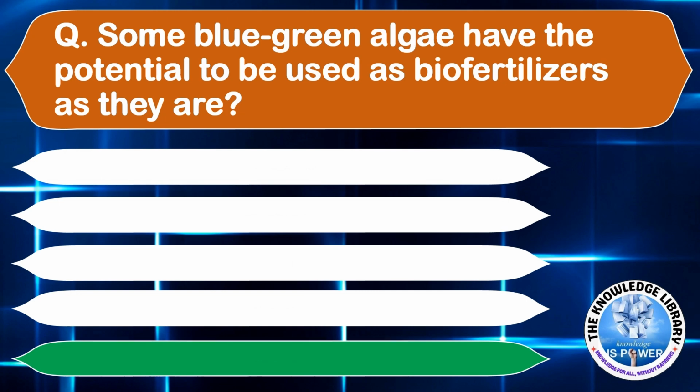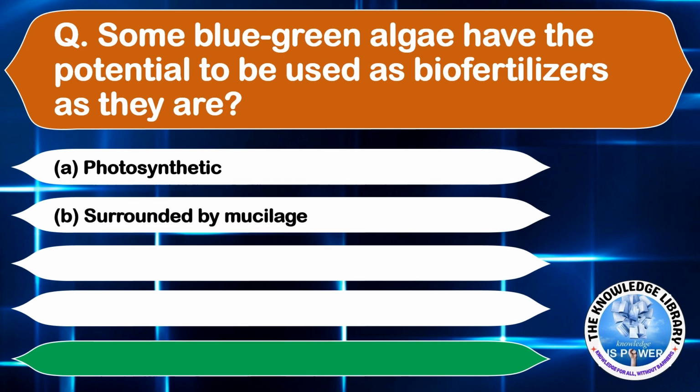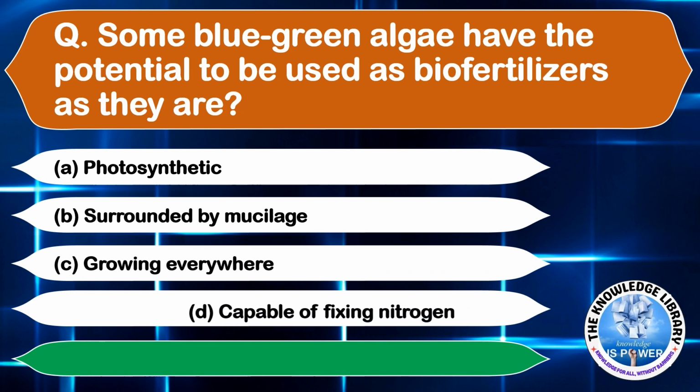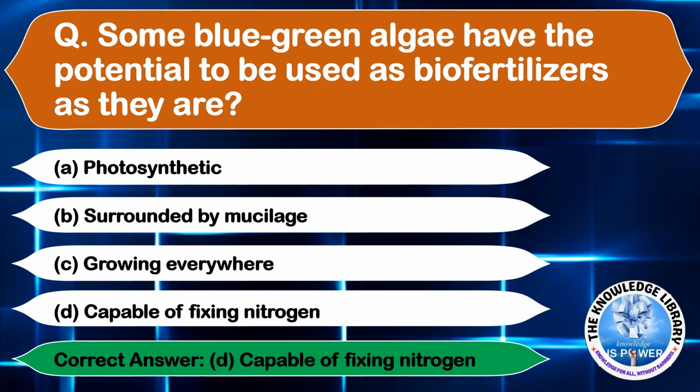Some blue-green algae have the potential to be used as biofertilizers as they are: Option A, photosynthetic. Option B, surrounded by mucilage. Option C, growing everywhere. And option D, capable of fixing nitrogen. The correct answer is option D, capable of fixing nitrogen. Moving on to the next question.